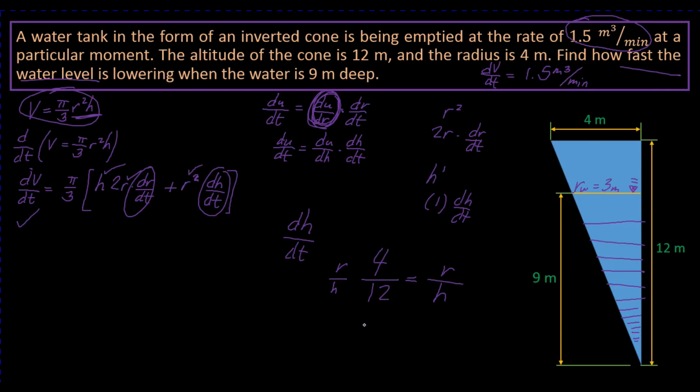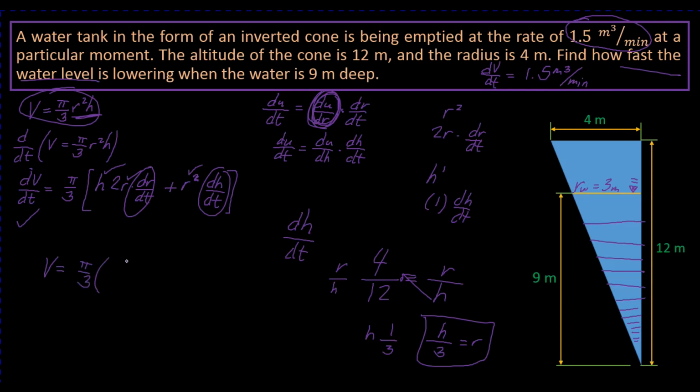So we want to remove r. We can do that by, first of all, 4 over 12 is 1 over 3, right? And then transpose h here. So it's actually h over 3 is equal to r. That is the relationship of height to radius in this particular cone. So if we substitute r here, we can actually get rid of r.